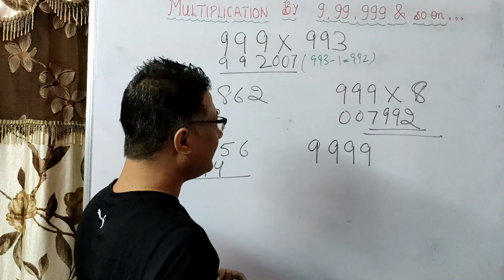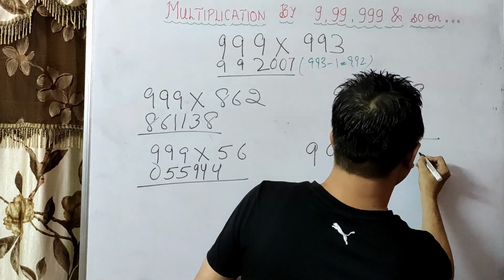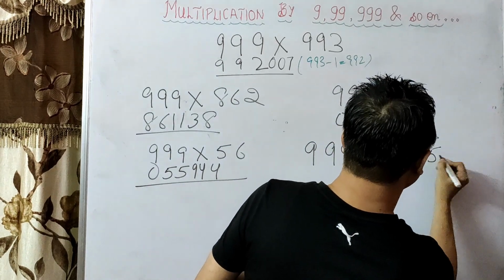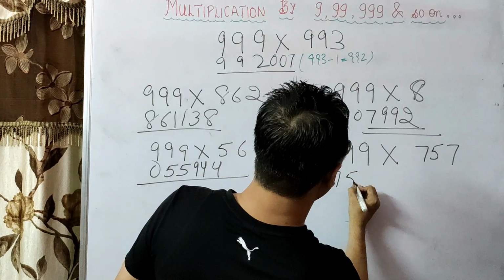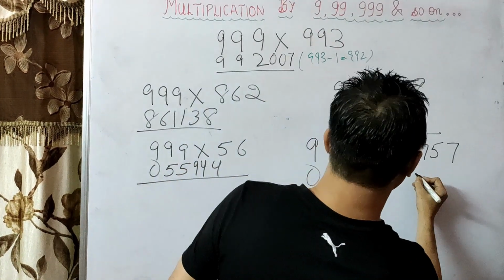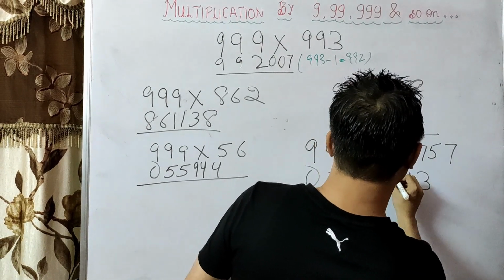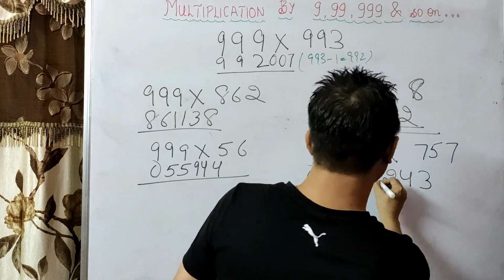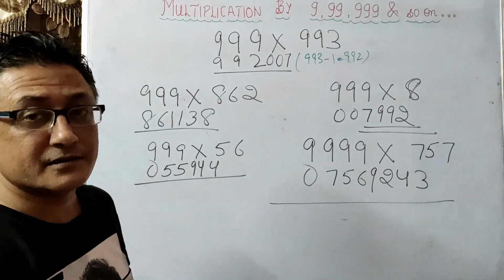So if we go on, we can use this method for multiplication with 9999 in a similar way. For example, if we have to multiply this with say 757, what will we do? 756. 0 for the ease. 9 minus 6 is 3. 9 minus 5 is 4. 9 minus 7 is 2. 9 minus 0 is 9. So this is our answer.